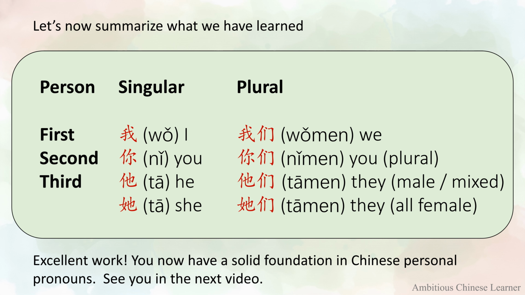Let's now summarize what we have learned. 我, I. 我们, we. 你, you. 你们, you, plural. 他, he. 他们, they, male or mixed group. 她, she. 她们, they, all female group. Excellent work!